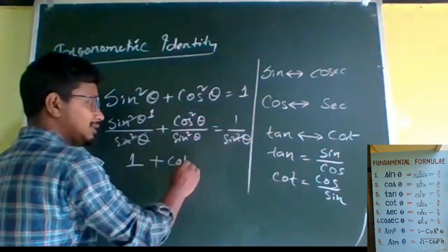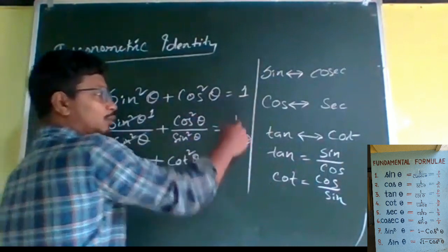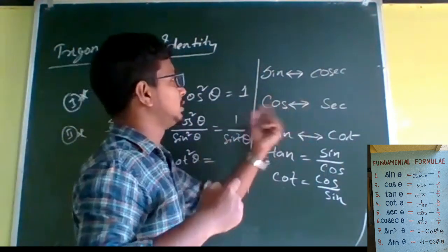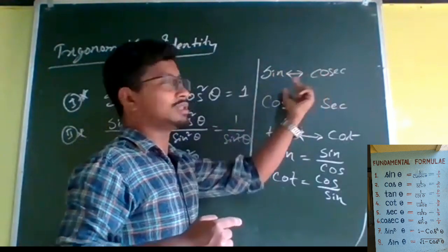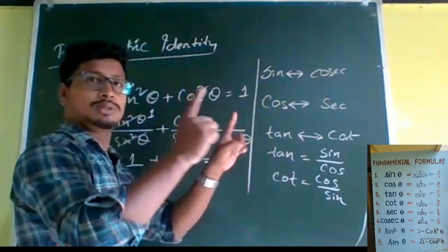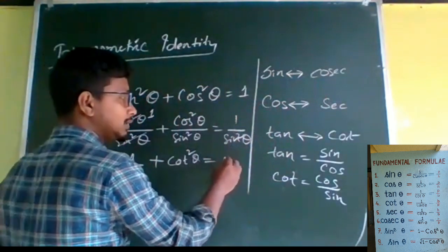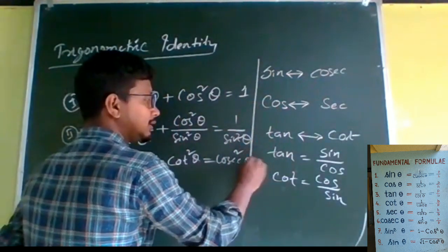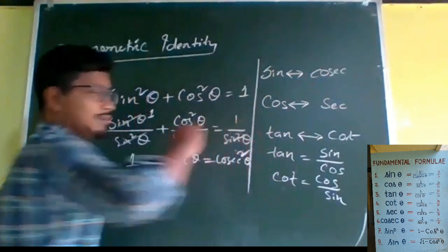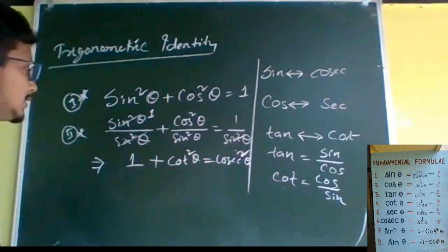That is cot square theta equals 1 by sin square theta. All of you know very well that 1 by sin means cosec, because sin and cosec are multiplicative inverses of each other. That means we can write it as cosec square theta. Is it clear? Cosec square theta. So this is the second identity.